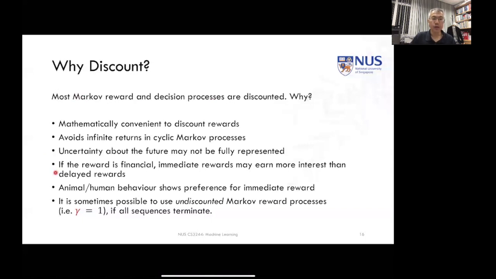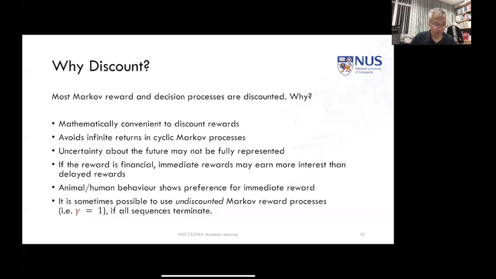It also has an intuitive bent in the sense of financial reasoning. So we'd always think, money in hand right now could be used to invest in the future. Therefore, the same amount of money in the future is worth less than now, right? So immediate rewards could earn some interest, and that qualifies it to be more valuable than money in the future, or delayed rewards in the future.